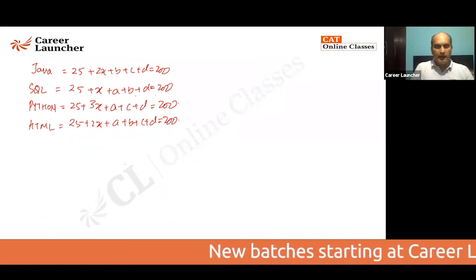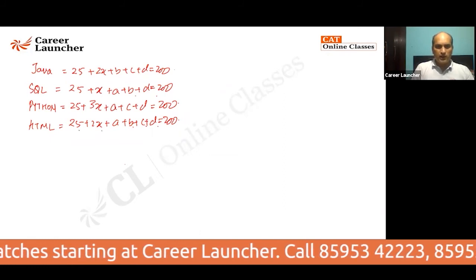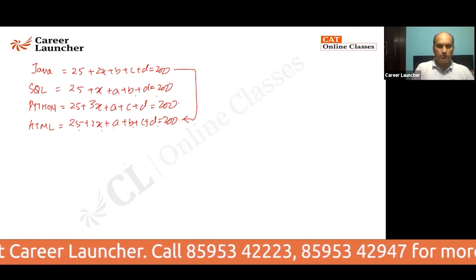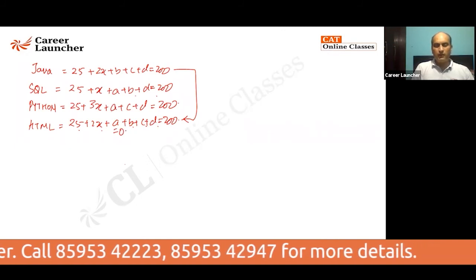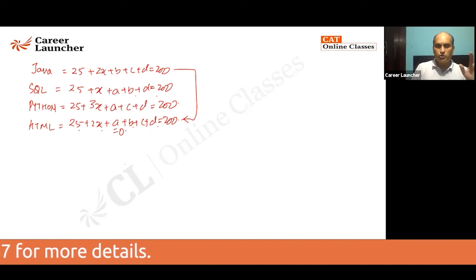Now here it is BD, here it is B plus C plus D, and this is 25 plus 2x. This equation and this equation are coming out to be same, क्योंकि आपको पता है A is coming out to be 0. तो same equation है, HTML और Java वाला जो equation होगा वो बिल्कुल same होगा. ठीक है, so we are not going to use these combinations.